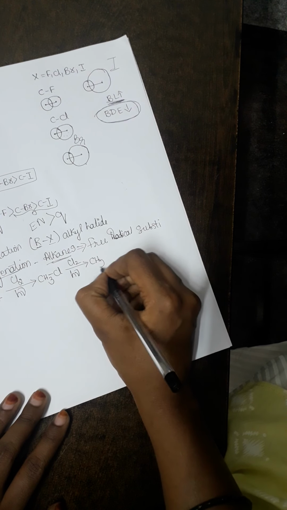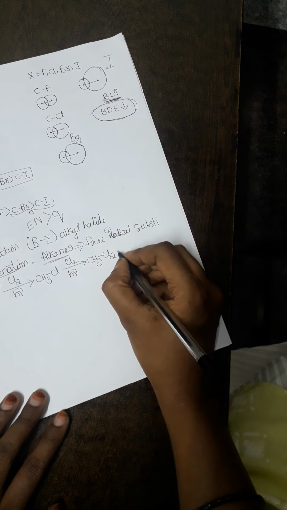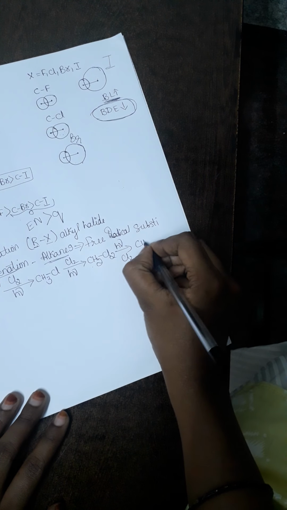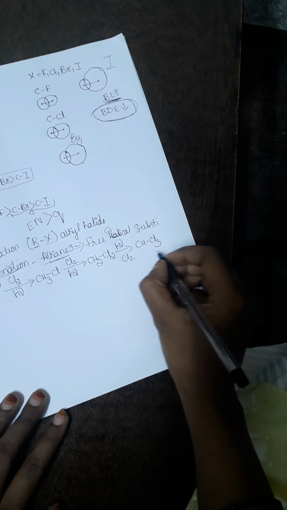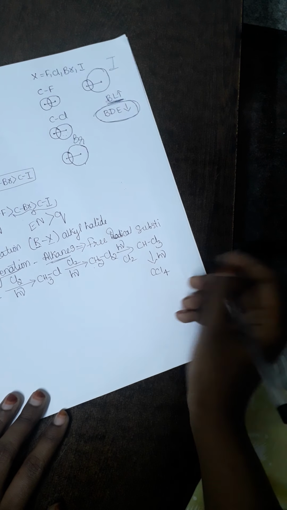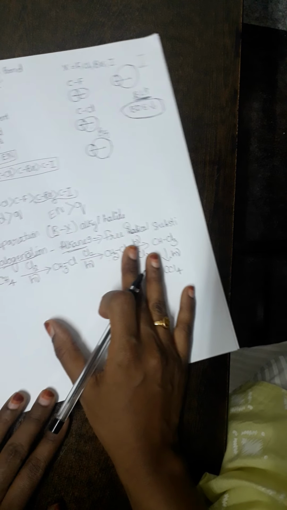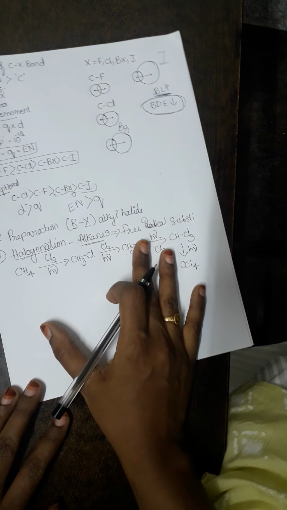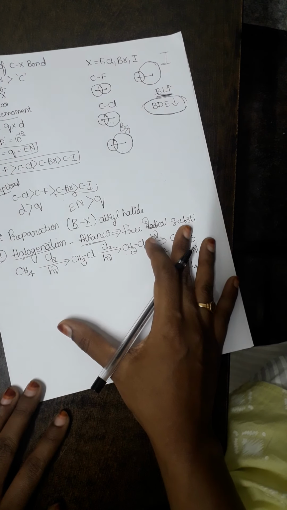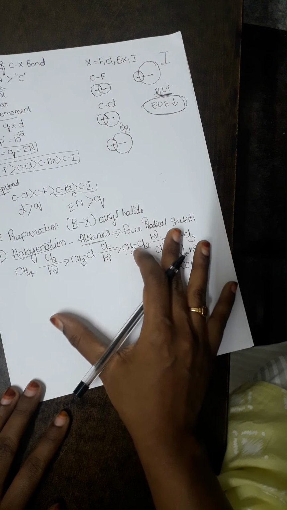I'll end up with CH2Cl2, dichloromethane. Again, if I continue the reaction, I'll end up with trichloromethane. Finally, I'll end up with carbon tetrachloride, or tetrachloromethane. So this method is not the best method. Why is that? Because here we end up with a mixture of products, and not only that, separation of the mixture of products is very, very difficult.